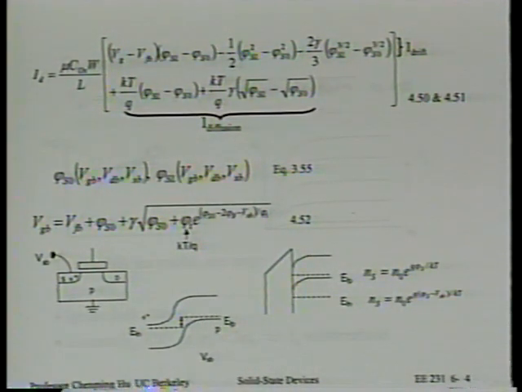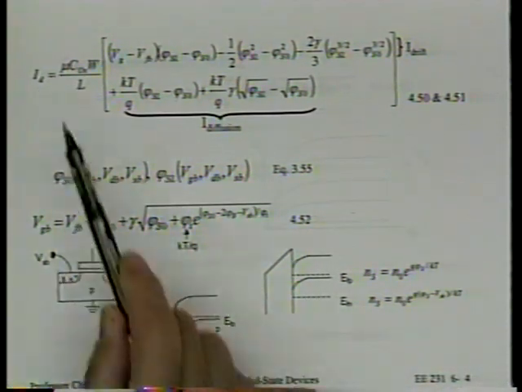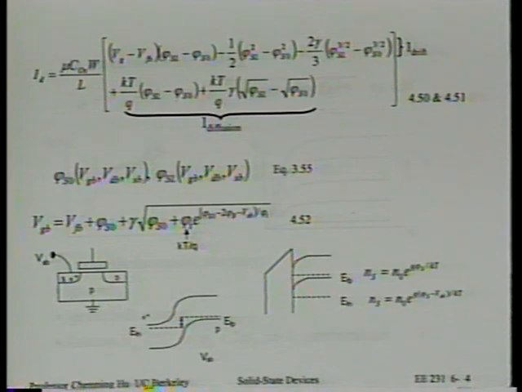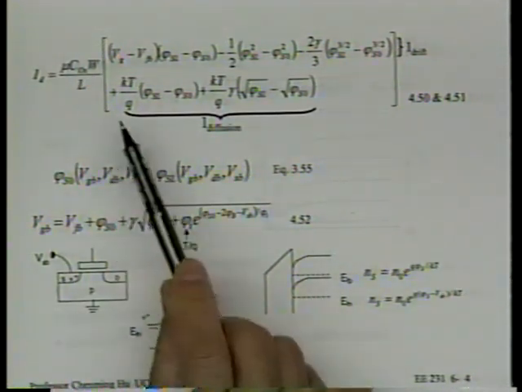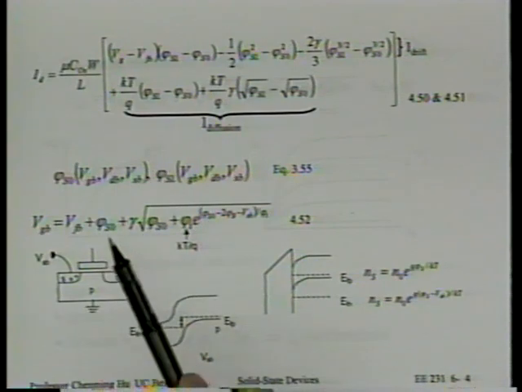All right? Okay. Gee, that's almost the end, but not quite. Because when we say IV model, that means we want ID as a function of what? We want ID as a function of things like what? VG, VD, VS, VB, right? Right now we have it as a function of phi s at the source and phi s at the drain.